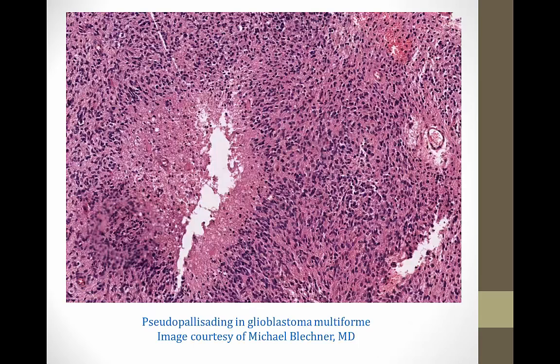And this slide shows another example of a glioblastoma. There's a big area of central necrosis here, and it's pushing all the nuclei out to the side, creating that pseudopalisading effect of the nuclei lining up like stakes in the ground.